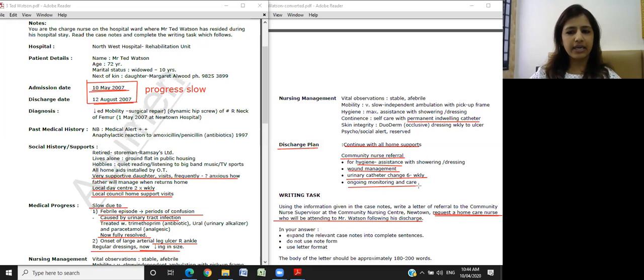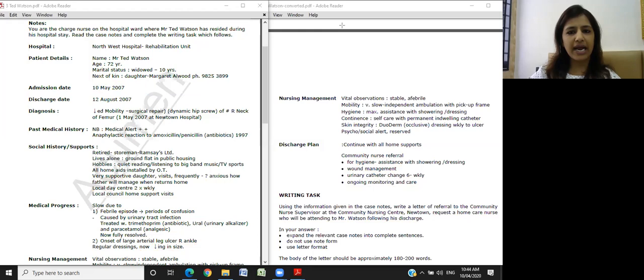So here the nurse is going to visit the patient at home and provide care. Keeping that in mind, you would decide what information is relevant for the target reader and what information is not relevant for them. Now we have understood the whole story. We have understood the purpose of writing. So the next step for us is to decide what information we need to provide to the community nurse supervisor. The discharge plan tells me what the nurse is supposed to do.